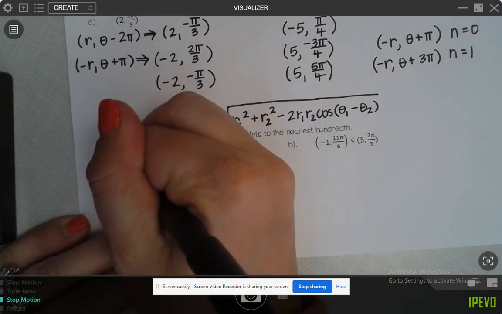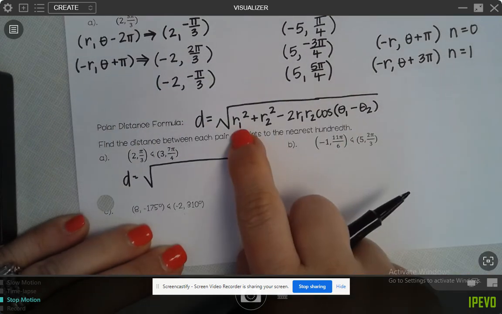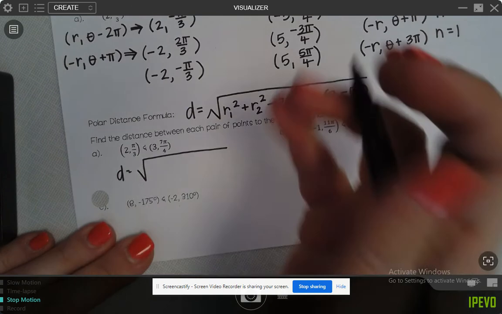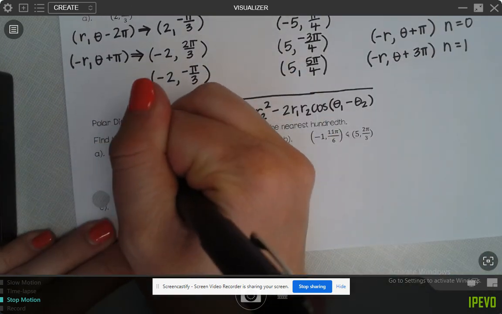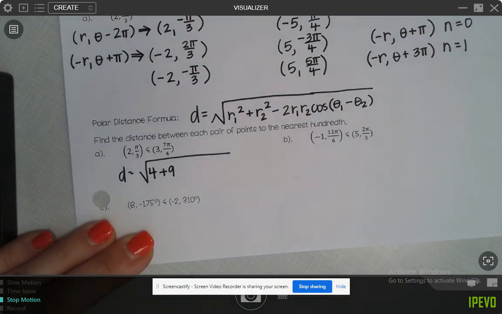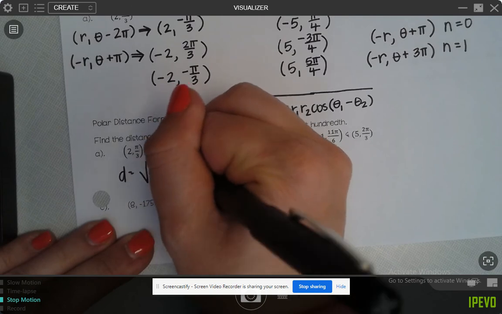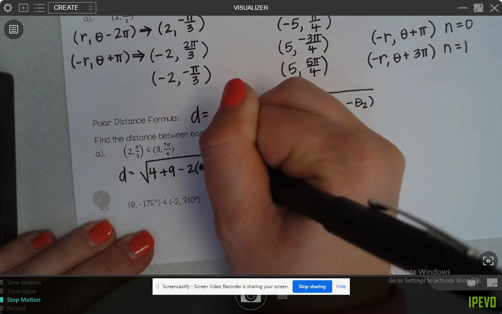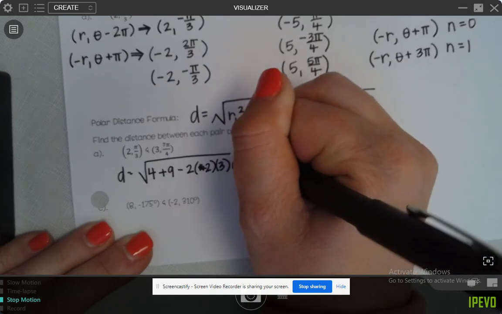All right, we're just doing one distance formula. Square root, r1. So either radius, it doesn't matter. So my first radius is 2, so this would be 4 plus 9, minus 2 times 3 times the cosine of 7 pi over 4 minus pi over 3.